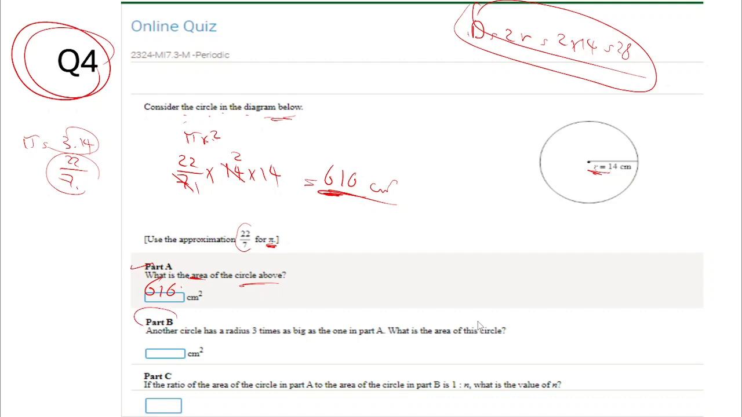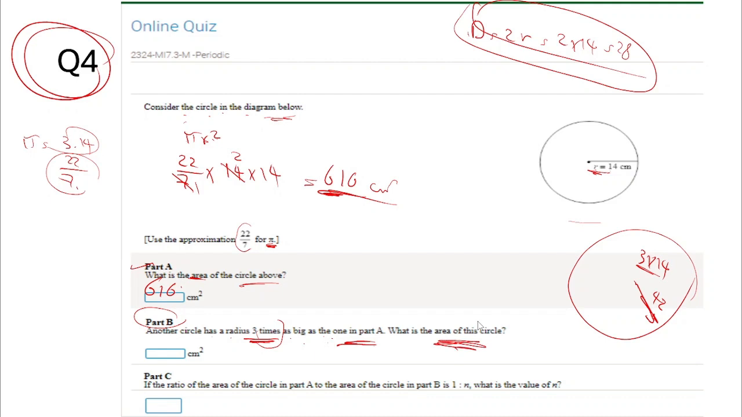Now here, part B. Another circle has a radius 3 times as big as the one in part A. That means this circle is 14, so the other circle is 3 times. That means 3 multiply 14 equals 42, so this radius will be 42. Okay, 3 times as big as the one in part A. What is the area of this circle?